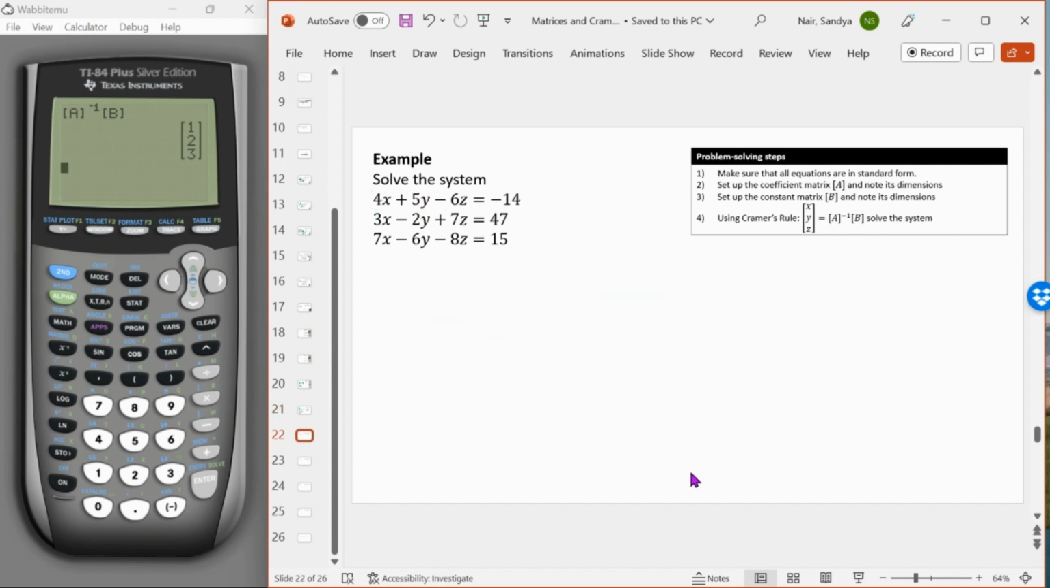Okay, so now let's try another example. So let's solve this system. So once again, we're going to start off by setting up our coefficient matrix A. So the first row is going to be 4, 5, negative 6.